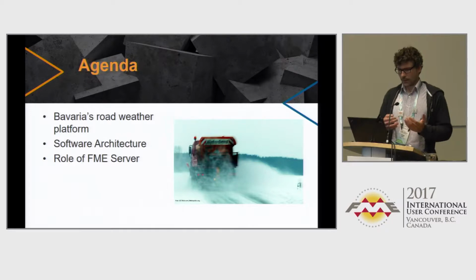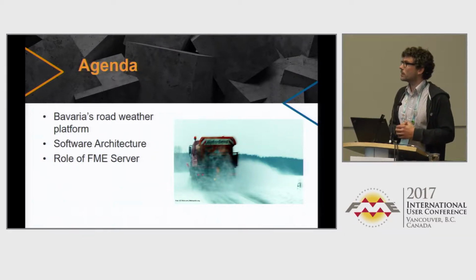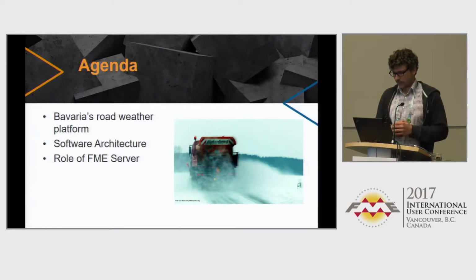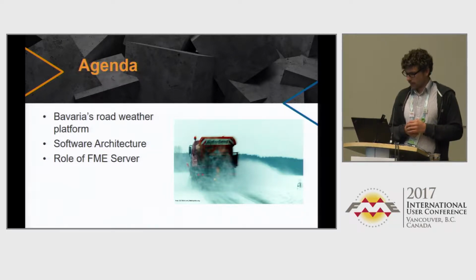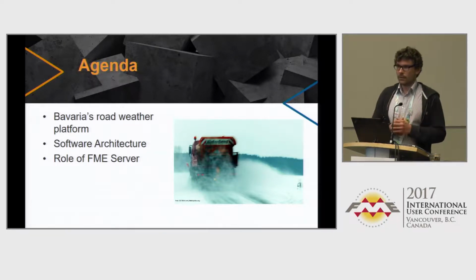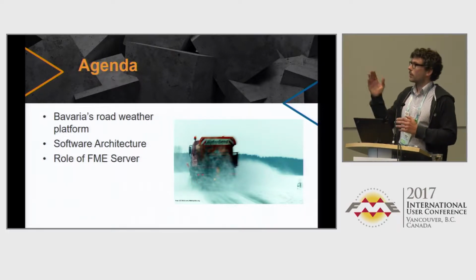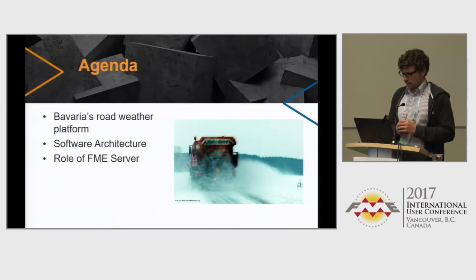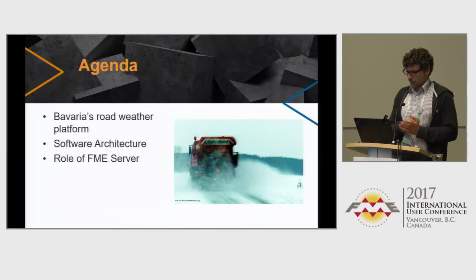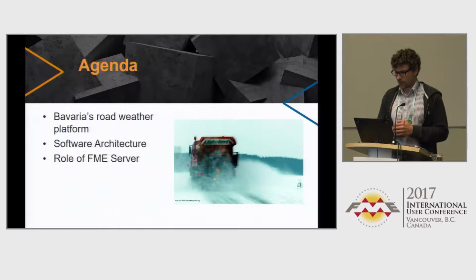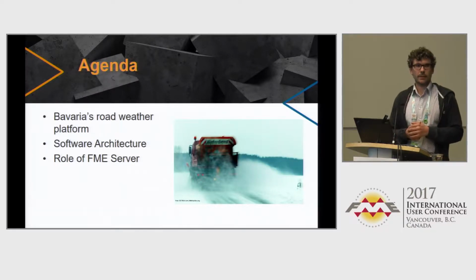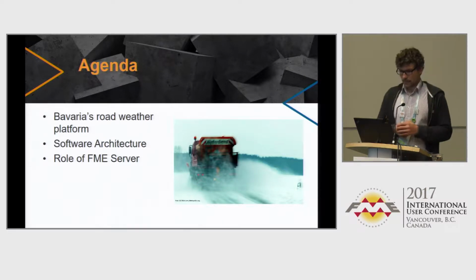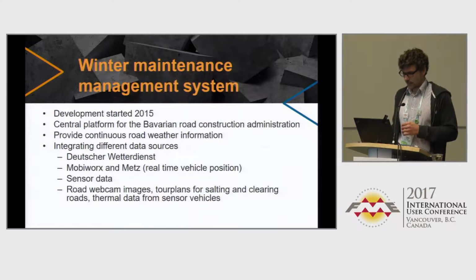And we use different data sources to do this. So first of all, I'm going to give a brief introduction to the road weather platform, the different data sources that we integrated. Then I'm going to explain what is happening in the background. So I'm going to talk about the architecture and the role of FME Server. So how did we use FME Server to solve all these complex challenges, to integrate all the data, the weather data, the sensor data to make the system work.